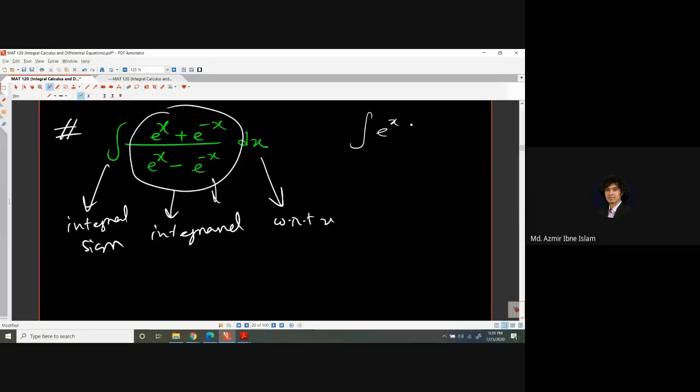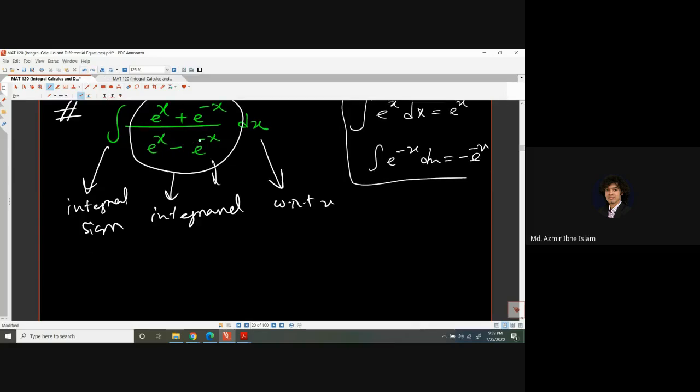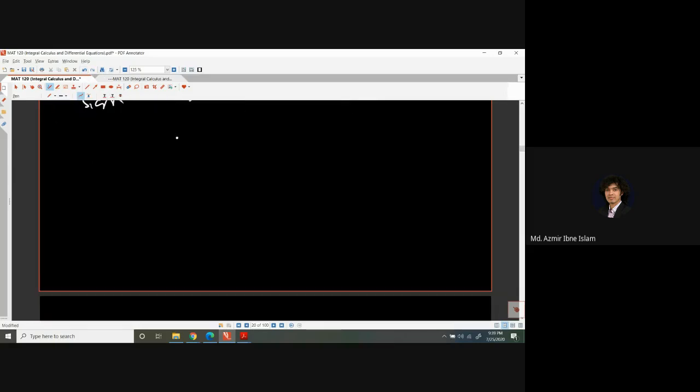At first we can think about the integration of e to the power x, the result is e to the power x. The integration of e to the power negative x dx is equal to negative e to the power negative x. So at first we can think about all these formulas, but these are the common functions. But the function we have here is not the common one. So what we can do, we can take the help of the u-substitution method.